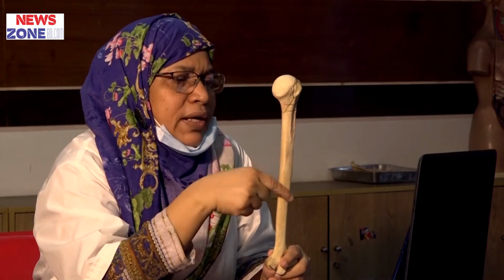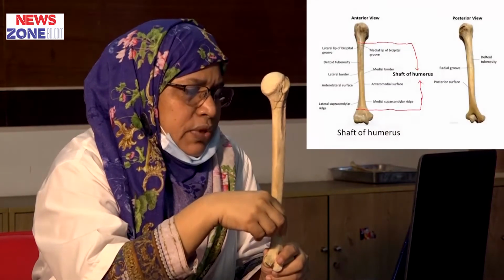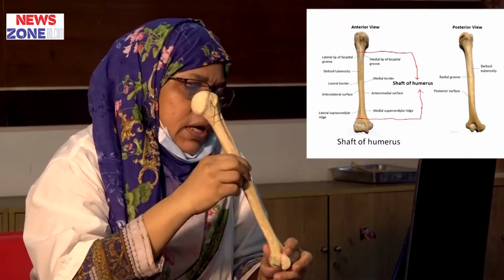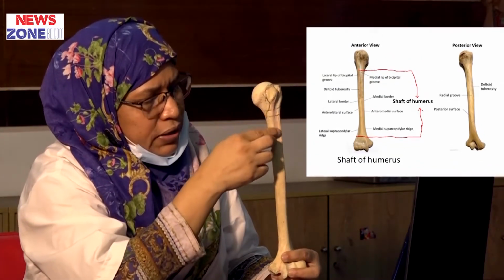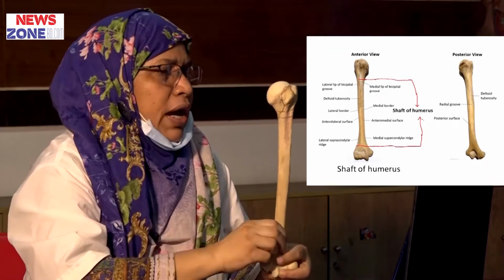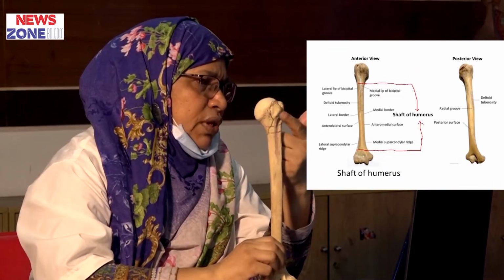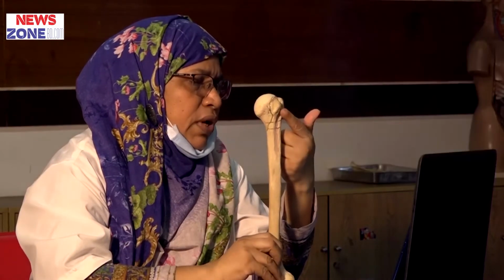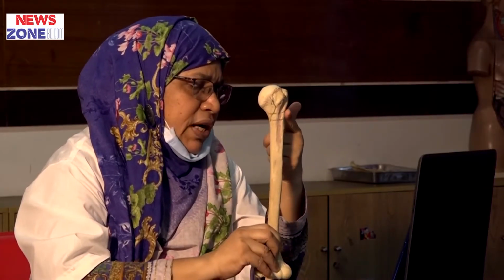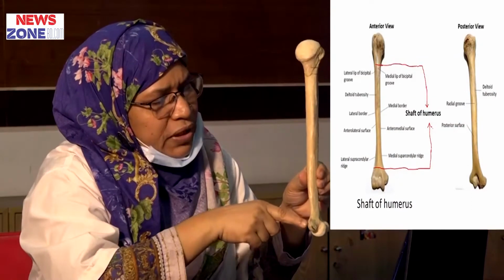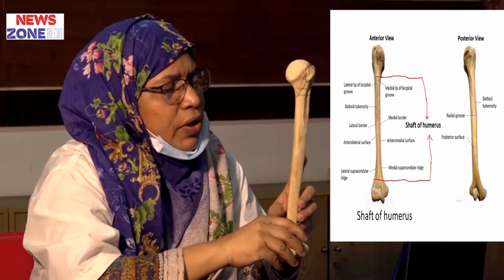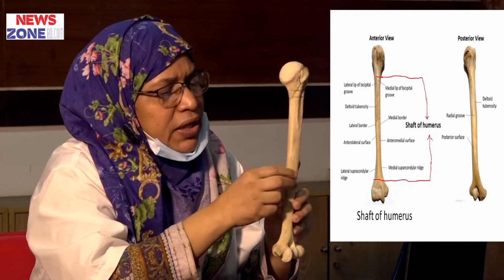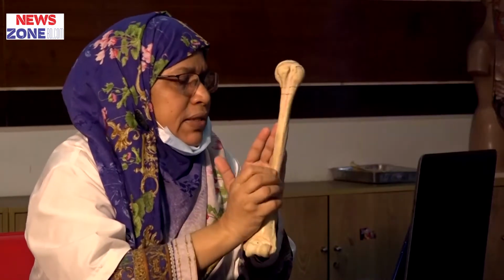So how many borders and surfaces in this region? There are 3 borders and 3 surfaces. With the lesser tubercle, going downwards, it is the anterior border. In between the two tubercles is the intertubercular sulcus or bicipital groove, and the lateral lip is continuous with the lateral border. From the medial epicondyle towards upward is the medial border. So medial border, anterior border and lateral border, and in between are the anteromedial surface, anterolateral surface, and this is the posterior surface.